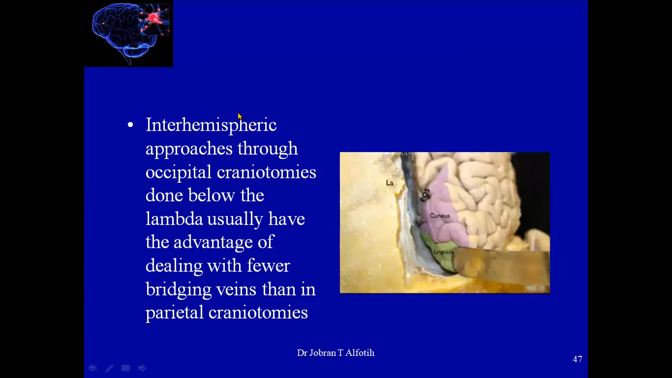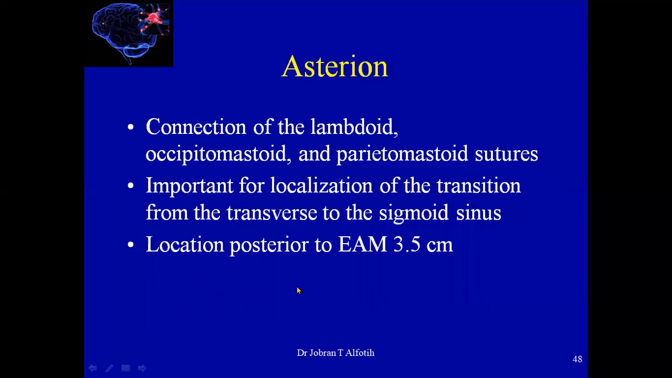So, in our approach to the occipital side, or the occipital craniotomy, below the lambda, this is a very good exposure or good approach, because there is no bridging vein in this area, which makes our approach less bleeding and less invasive to the brain than the parietal craniotomies.